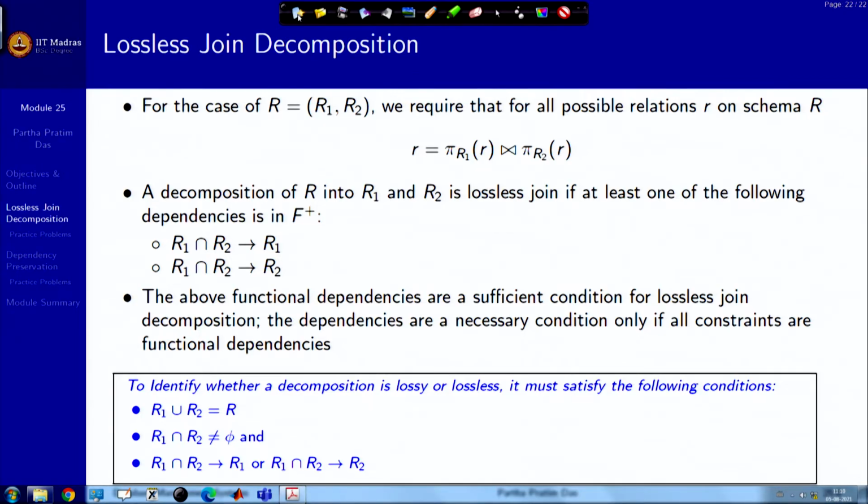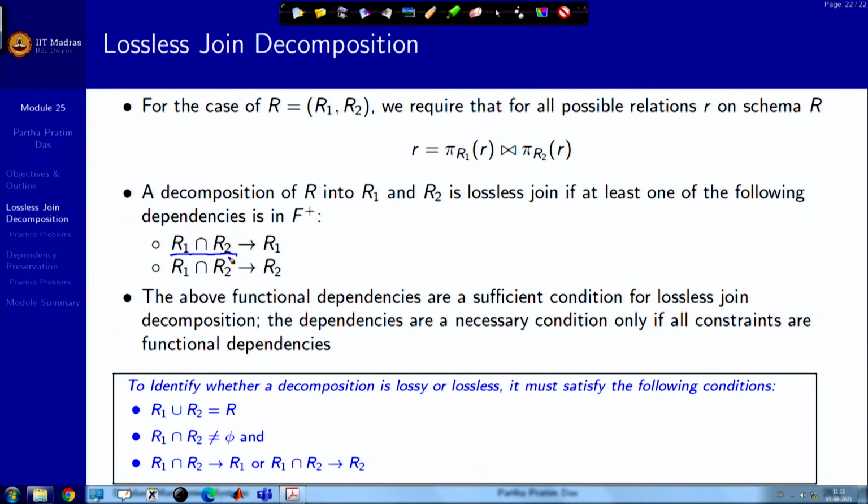Now, how to ensure that? Just think about what we are joining on. We are joining on common attributes. The common attributes are R1 intersection R2. It could be one attribute or it could be several, but this is a set of common attributes. Now, if you have non-uniqueness on both R1 and R2 with respect to this common attribute, then obviously different combinations which were not there originally will come up.